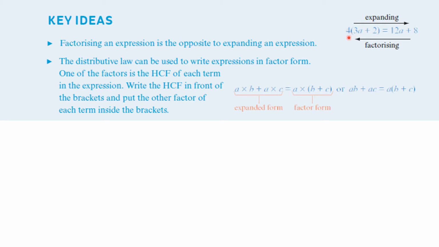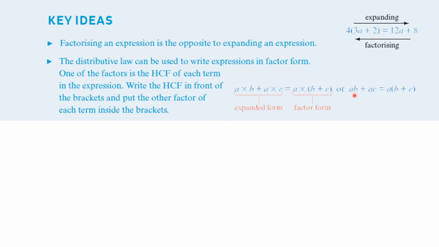So if I've taken a 4 out the front and I want my answer to get back to 12a, I would have needed to multiply this 4 by 3a. 4 3s are 12, and then I need that a as well. And then the same thing here with the 8. If I know that 8 has a common factor of 4, when I look at 8 and 12 together, then what do I need to multiply by 4 to get back to 8? I'd have to multiply it by 2. So that's the factorising process.